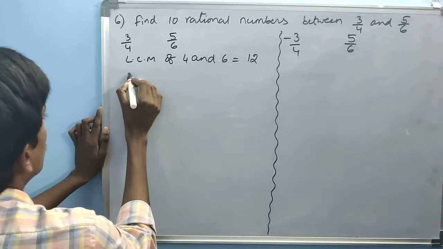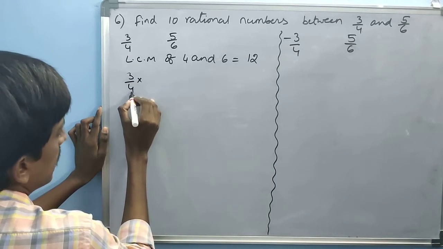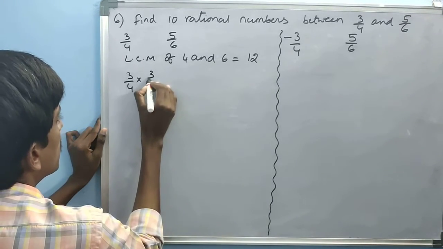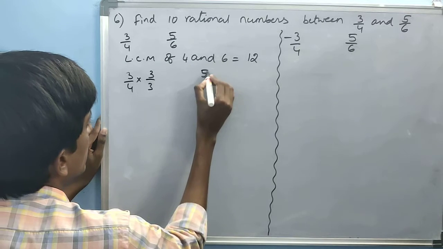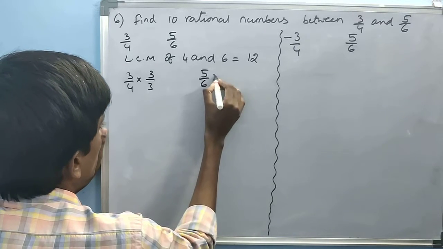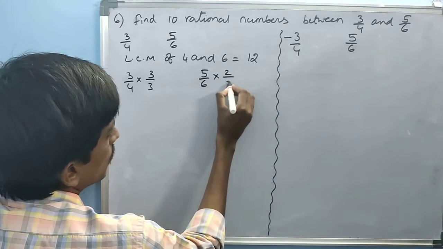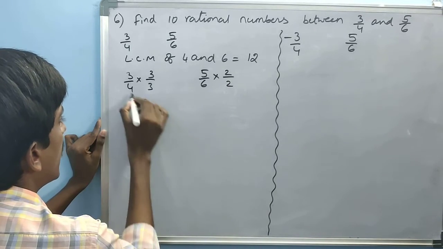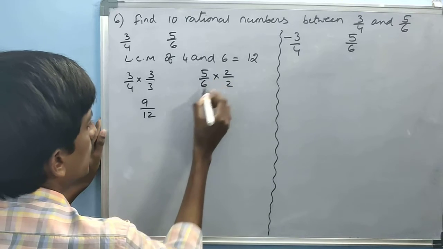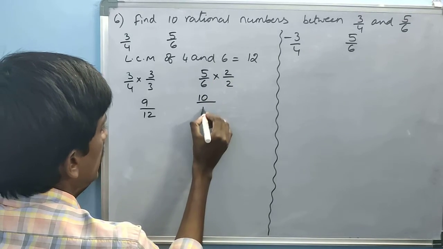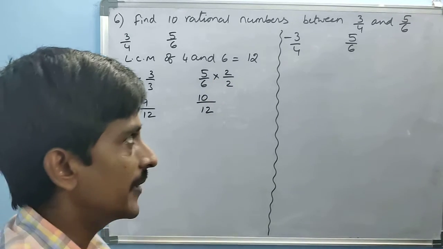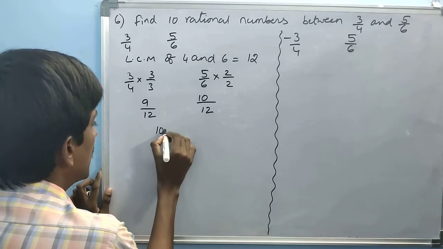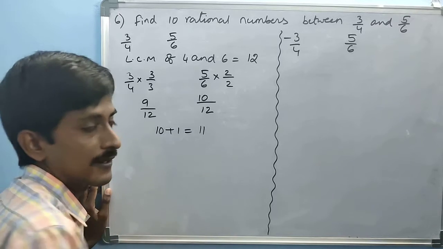Now, 3 by 4: which number multiplied with 4 gives 12? 3. So 3 by 3. And 5 by 6 into 2 by 2. 3 threes are 9 by 4 threes are 12. 5 twos are 10 by 6 twos are 12. How many numbers do you need? 10 numbers. So 10 plus 1 equals 11.